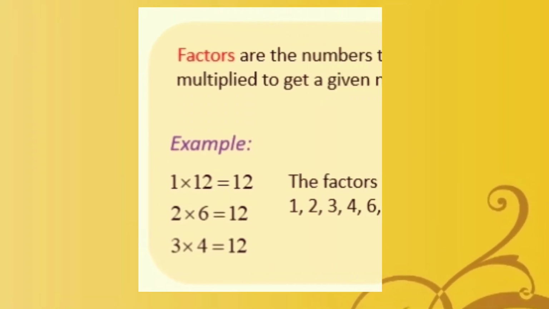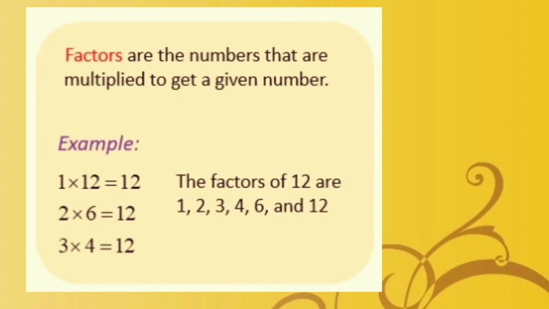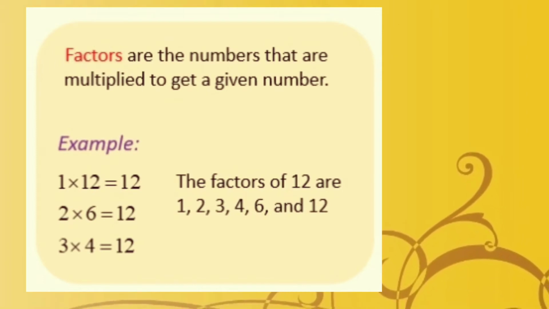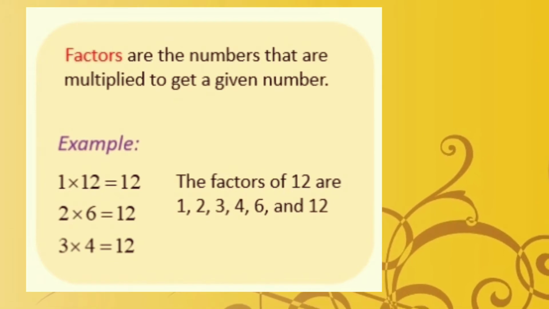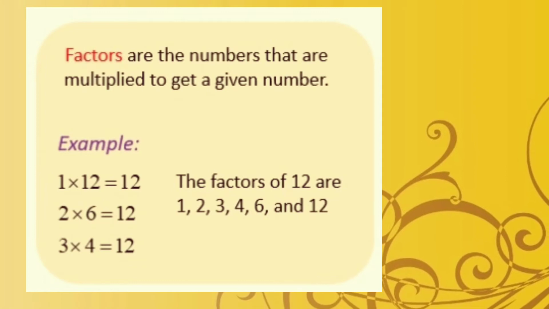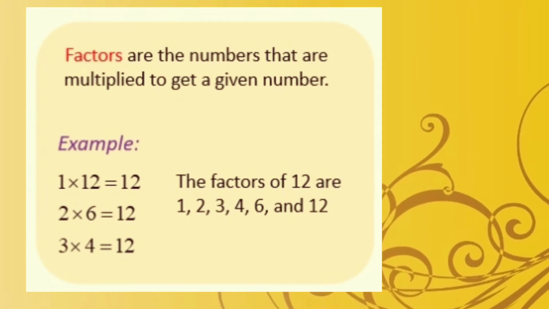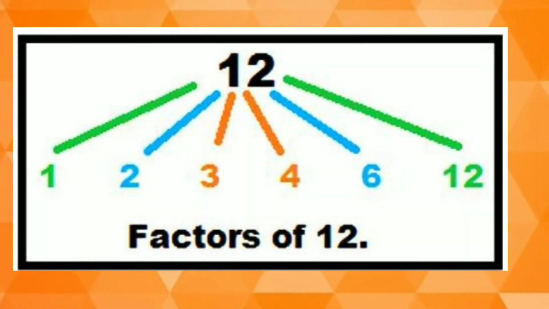See one more definition about factors. Factors are the numbers that are multiplied to get a given number. For example, 1 multiplied by 12 equals 12, 2 multiplied by 6 equals 12, 3 multiplied by 4 equals 12. The factors of 12 are 1, 2, 3, 4, 6 and 12.